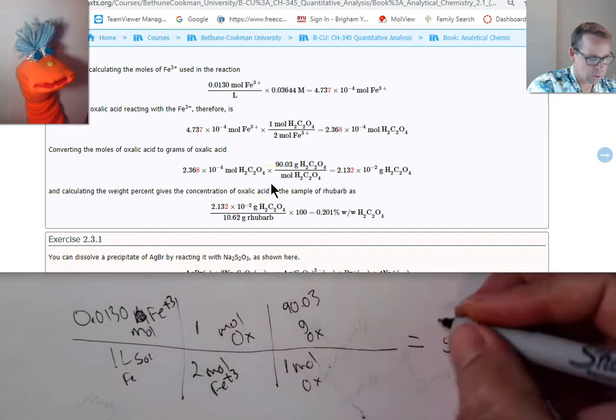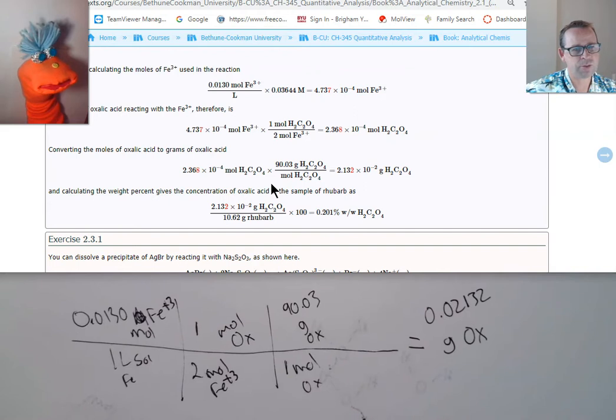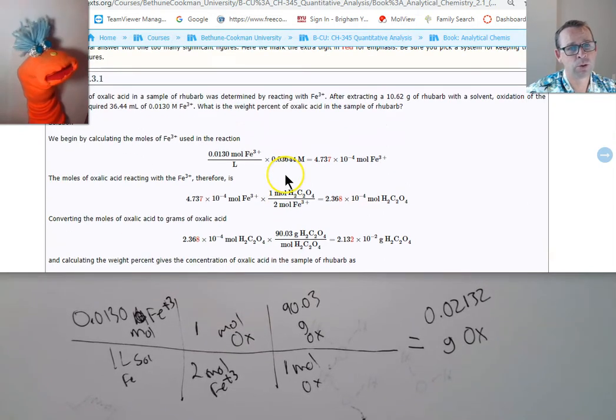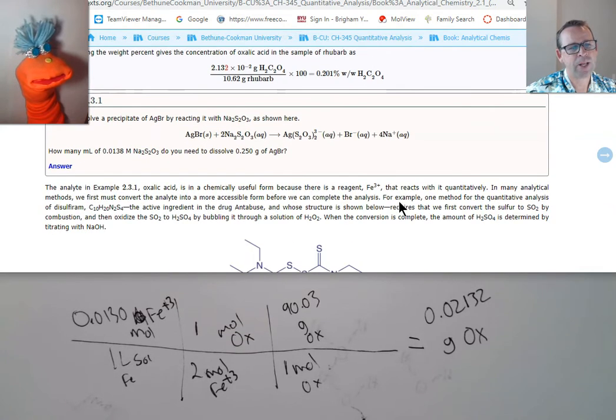Very good. So 0.02132 grams of oxalic acid. Yeah. All right, now we just divide that by the what? Oh, how much was the total mass of stuff? 10.62 grams of the rhubarb. Very good. And when we do that and multiply by 100, we get our weight percent oxalic acid. Okay? Excellent.